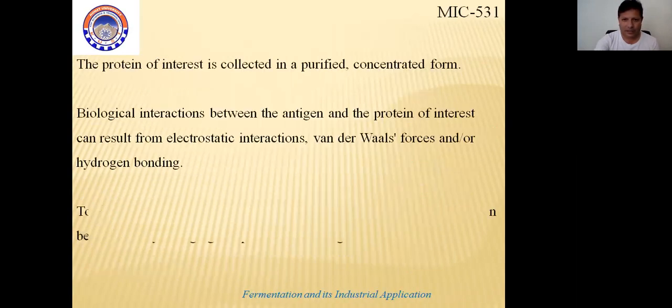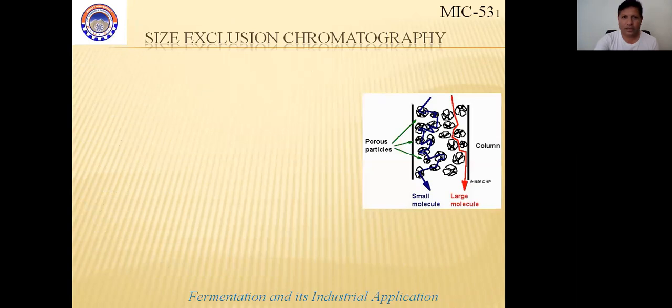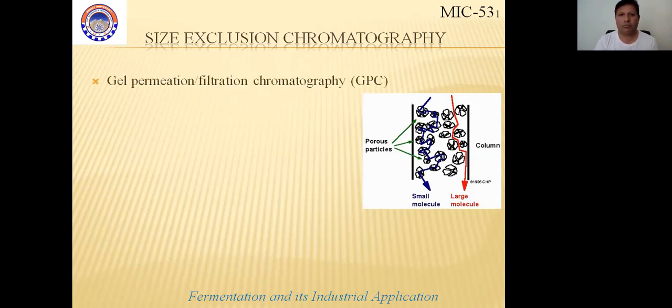So next, this is another technique. This is also a type of chromatography, which is called size exclusion chromatography. This is again a column, which separates molecules on the basis of their molecular size. This is called gel permeation filtration chromatography. We can use it if our research is related to this type of technique, and this technique is suitable for separation of our desired product from any mixture.